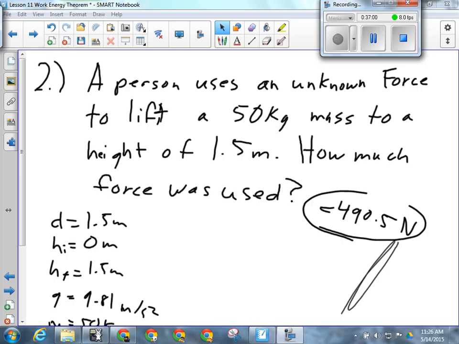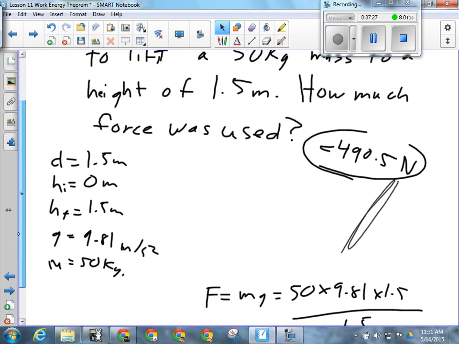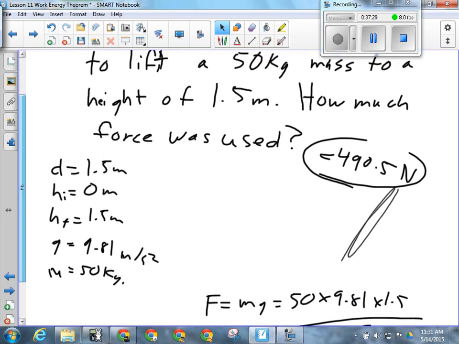This one talks about a person using an unknown force to lift a 50 kilogram mass to a height of 1.5 meters. I want you guys to try that one. See if you can figure out how much force was used. Mathematically, this one's quite easy, as long as you can understand the one tiny little trick that's in it.